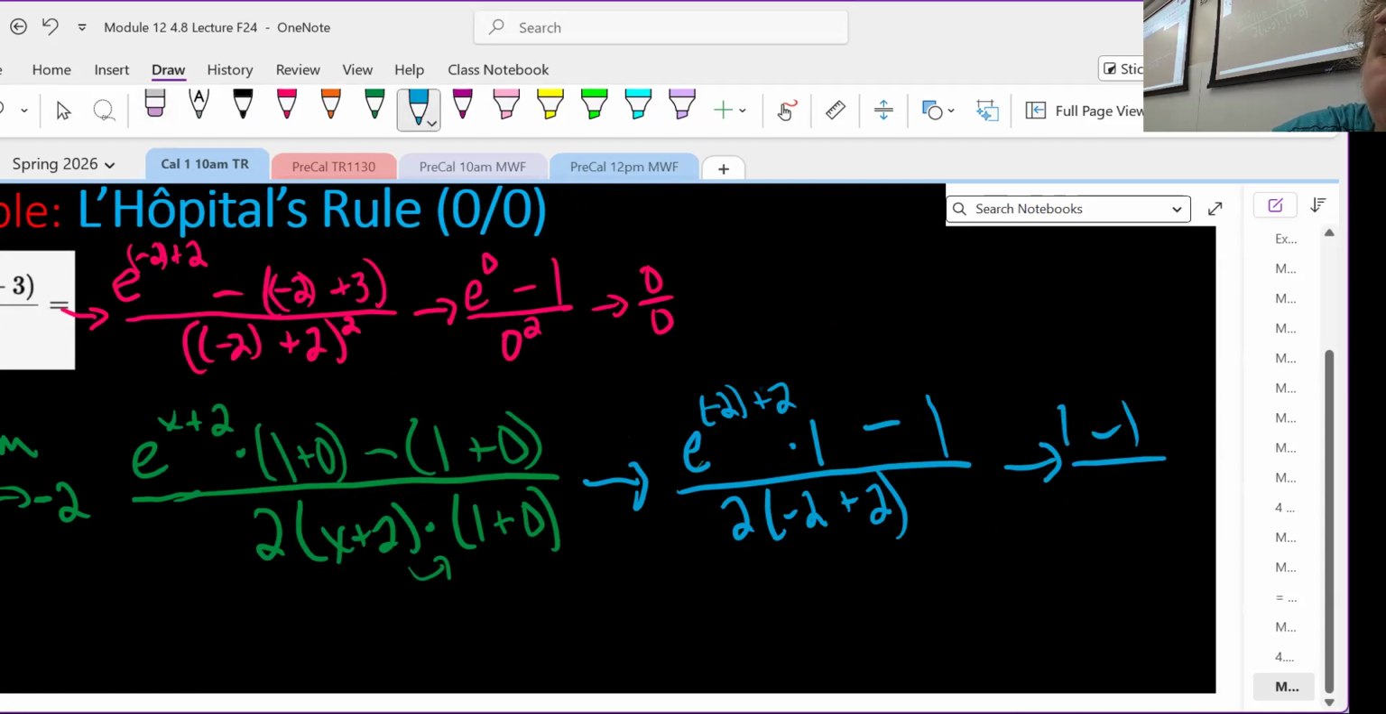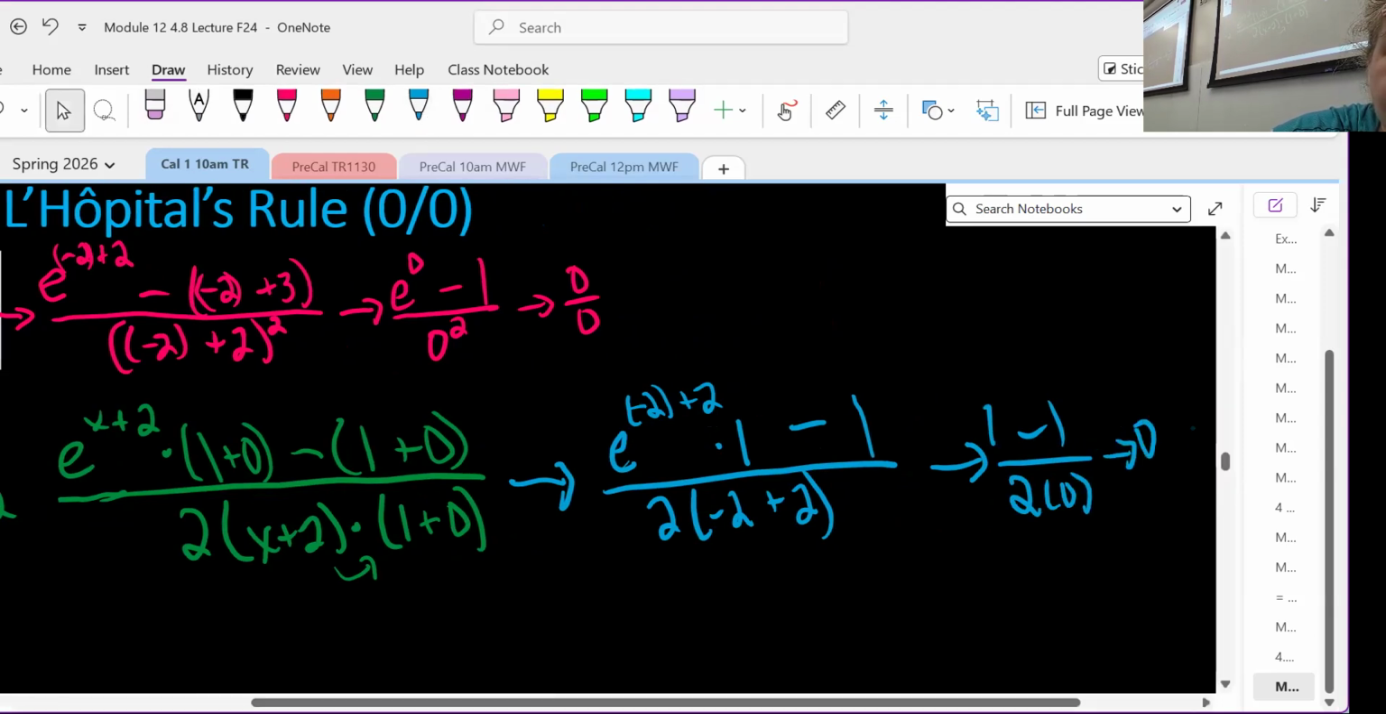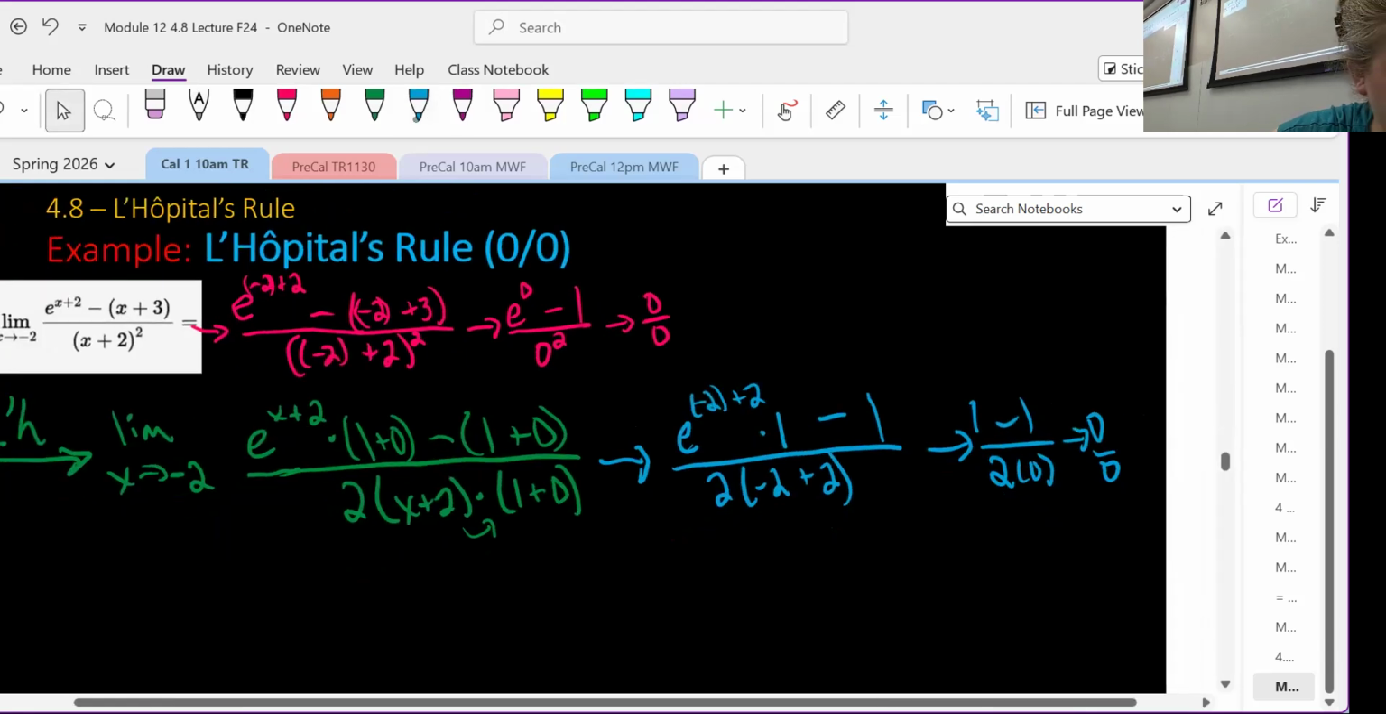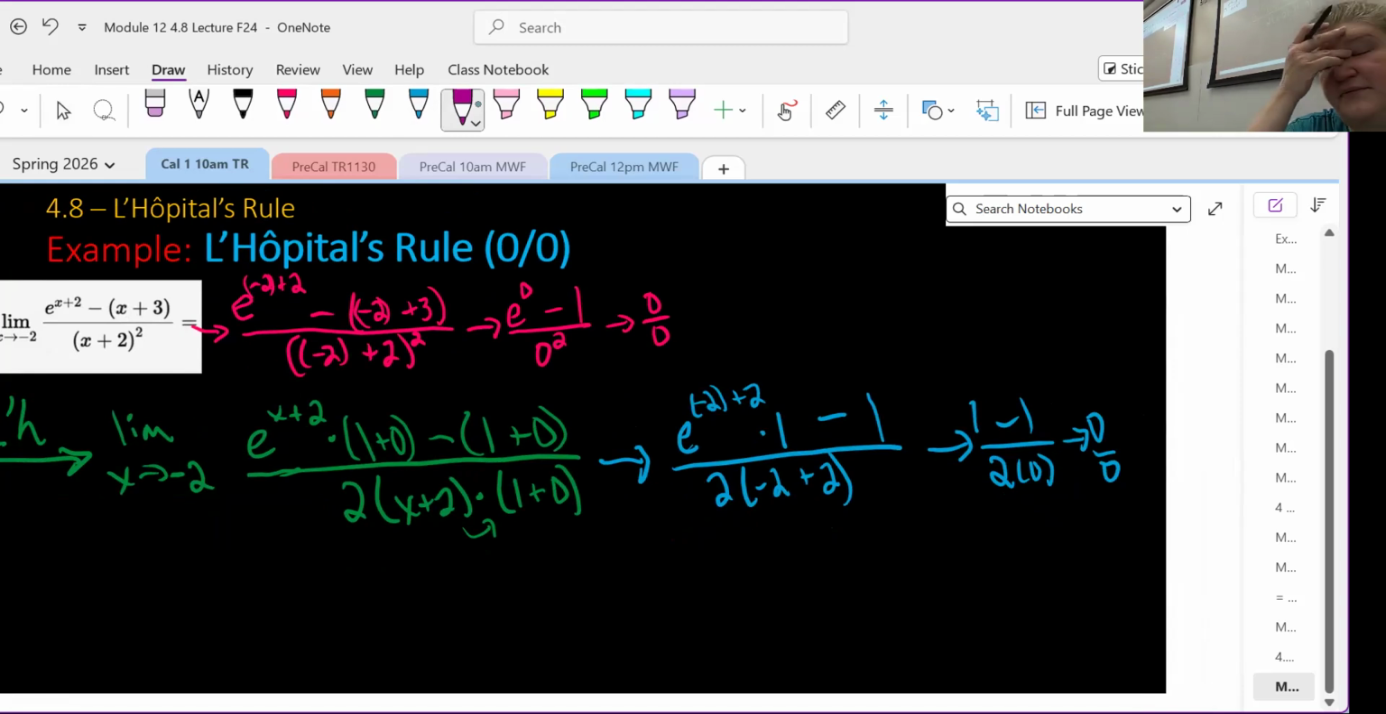So e to the 0 is 1, times 1 is 1. So we have 1 minus 1 on top, and on the bottom, 2 times 0. So we use L'Hopital's rule. We plugged the number back in, and we got another 0 over 0. So we can use L'Hopital's rule again.